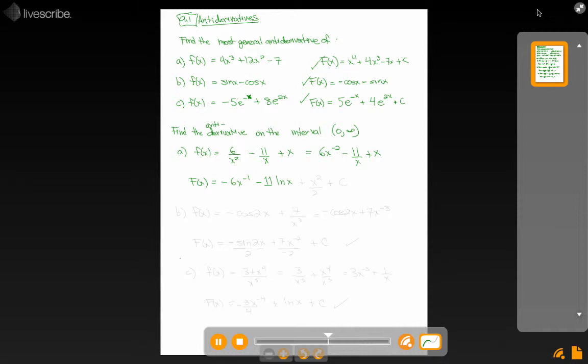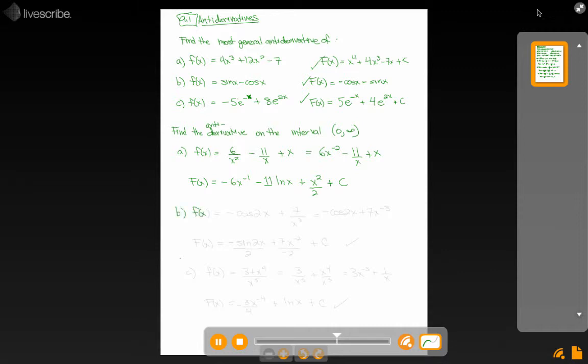I don't need an absolute value here because they gave me this nice interval of only positive numbers. Then I need plus x squared over 2. Differentiate that, you get 2x over 2, which is just x, and I need my constant. So a little tricky with that negative exponents and logs business involved, but that's how I would have to approach that one. Now try a second one here.